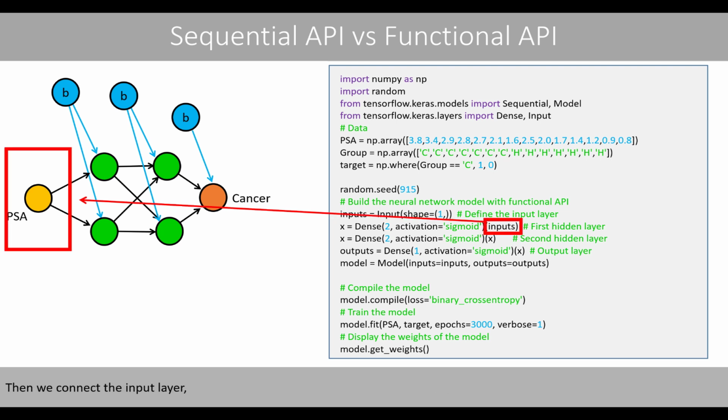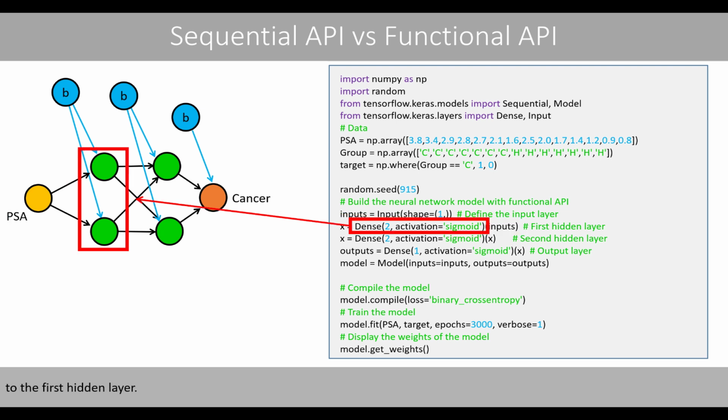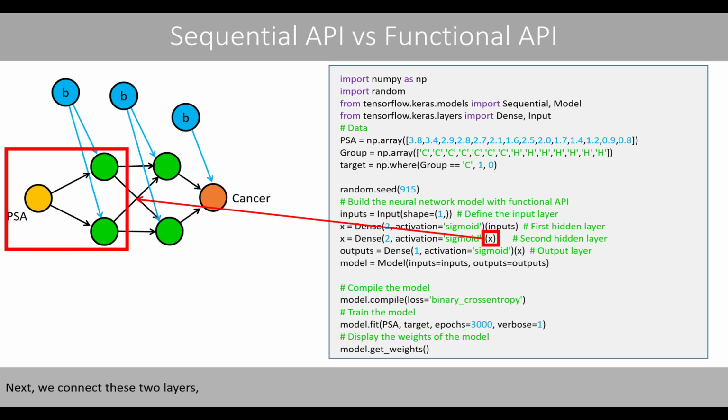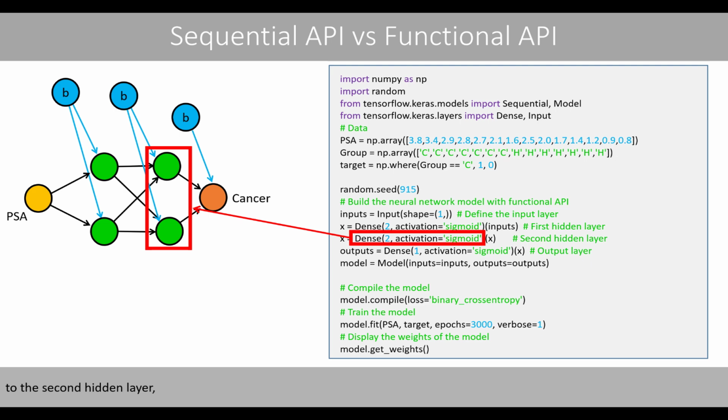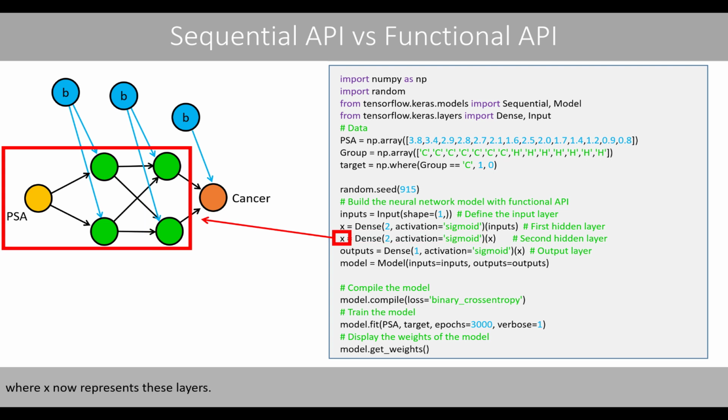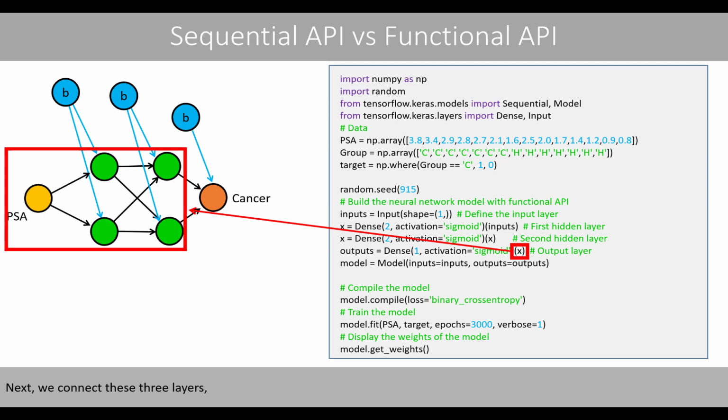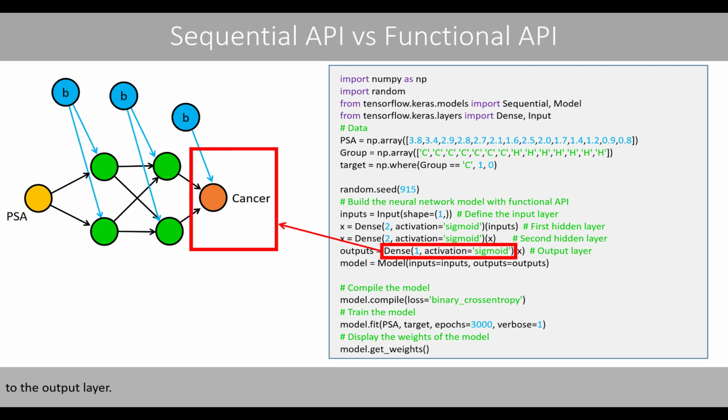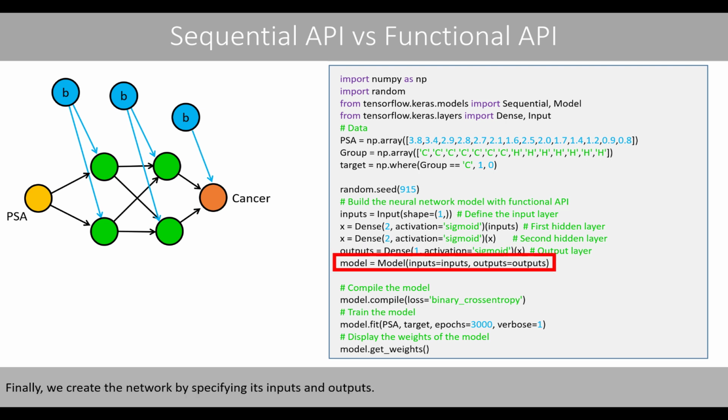Then we connect the input layer to the first hidden layer. Next, we connect these two layers to the second hidden layer, where X now represents these layers. Next, we connect these three layers to the output layer. Finally, we create the network by specifying its inputs and outputs.